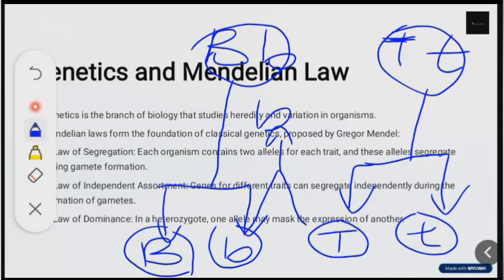Now have B here and T. Sorry, I used different traits here. Let's say these two want to form again, they will cross together and form capital T, small t.